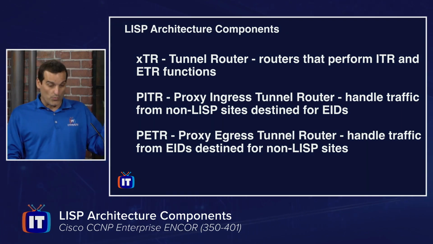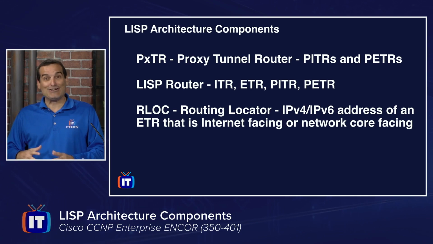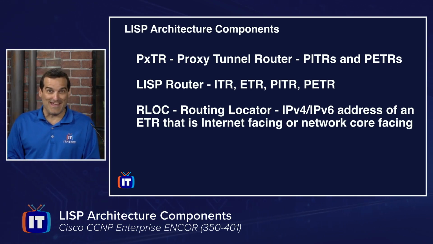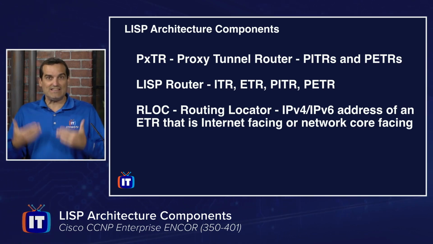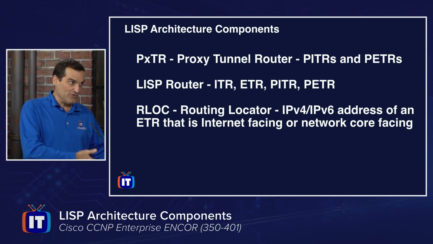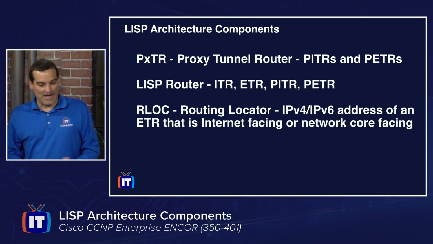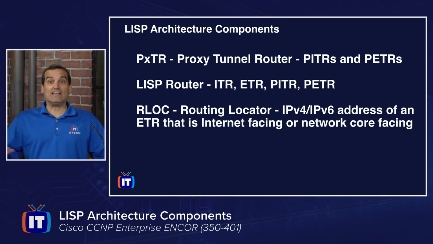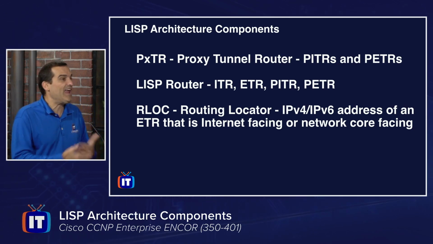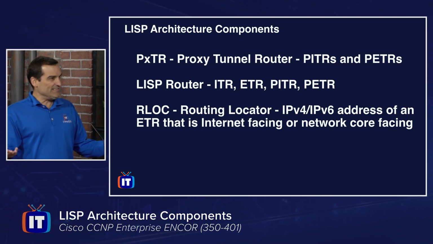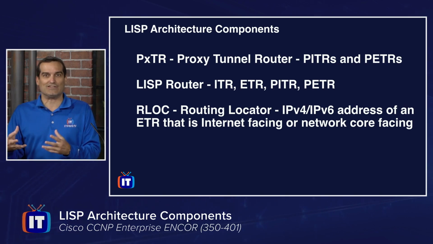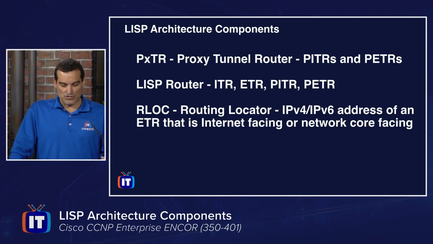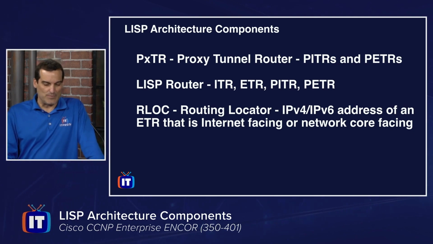And guess what? We have an umbrella term to gather those all up together. You can say the PxTR, which is just a proxy tunnel router, and it could be the ingress variety or the egress variety. You could say LISP router, and it's referring to any of these roles. You see how easy this is? There are only a few select, really unique roles that you have to learn. Then there are umbrella terms that gather them all together.